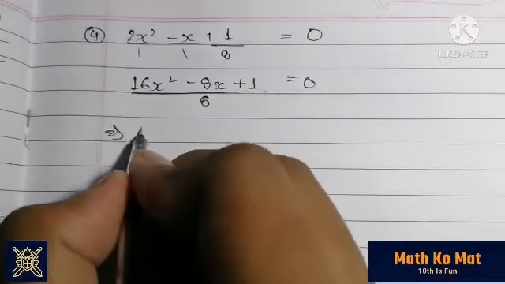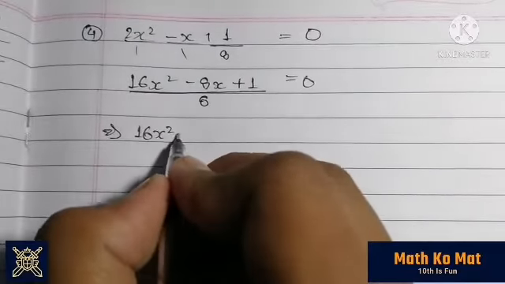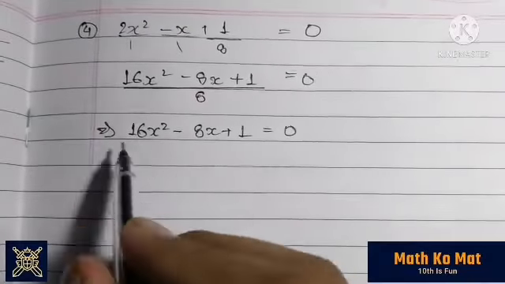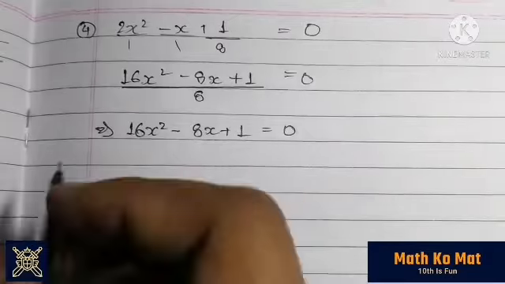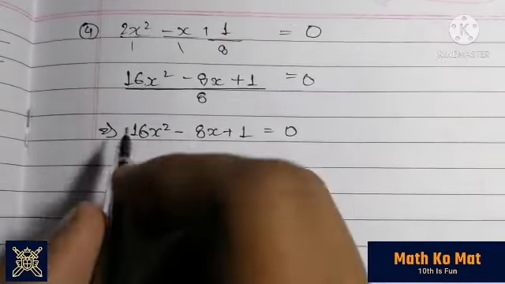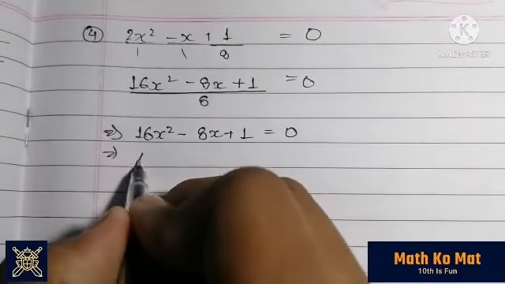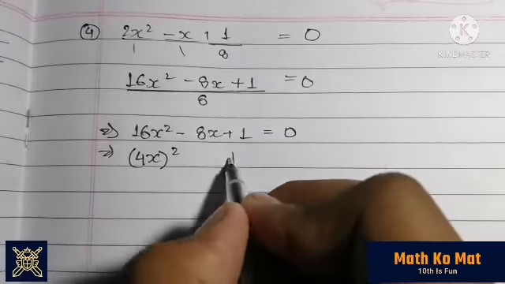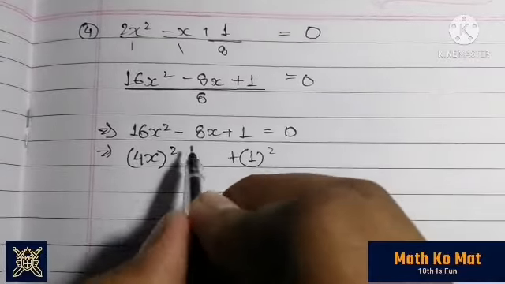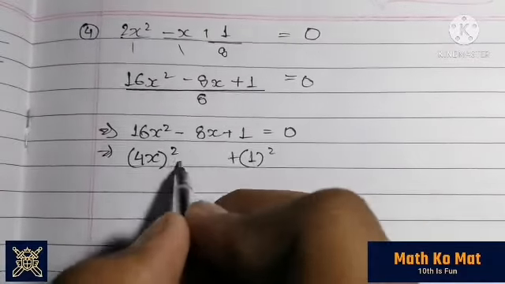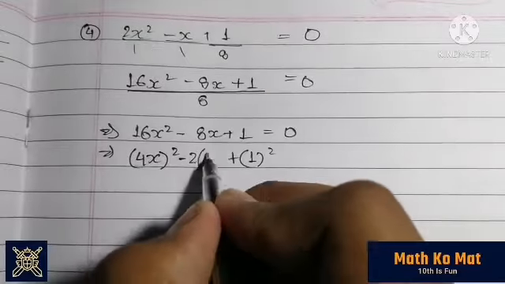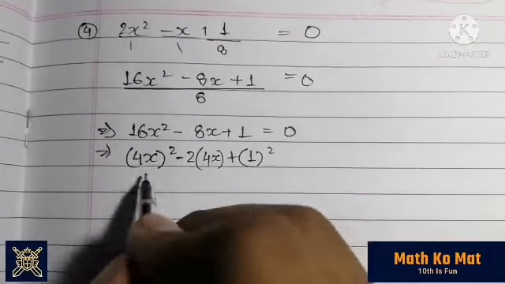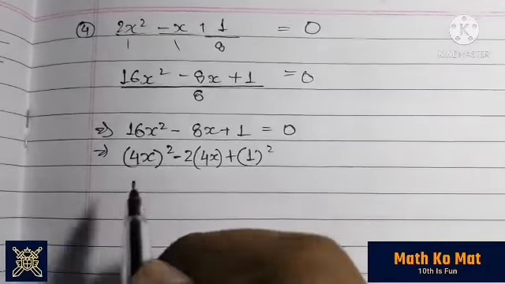So let's copy that. 16x square minus 8x plus 1 is equal to 0. And this is the identity if you could have guessed it. 16 is 4 square. So this 16x square can be written as 4x whole square. Similarly, this 1 can be written as 1 square. And this minus 8x can be written as minus 2 into 4x. So minus 2 into 4 minus 8x.